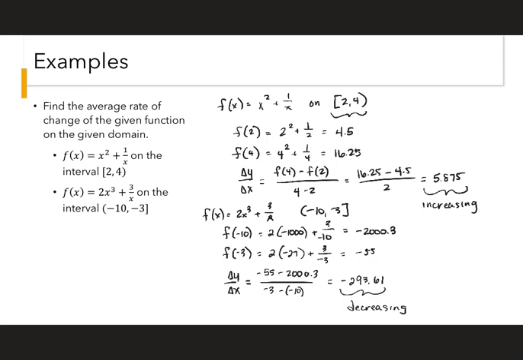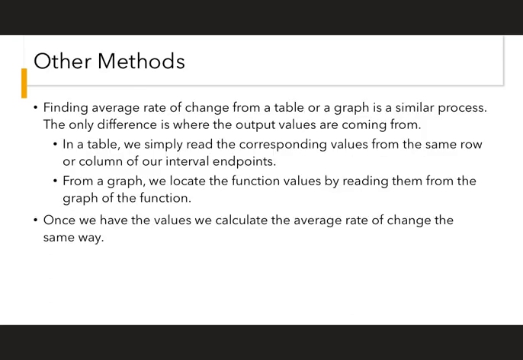It might go up and down a little bit, it might spike a little bit, but overall, I end up lower than where I started. Average rate of change from a table or a graph is very similar, except that I don't have to plug in the numbers to get my y values. You can just read them off of the graph.